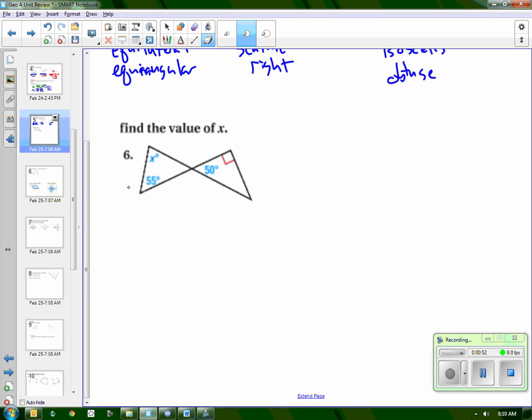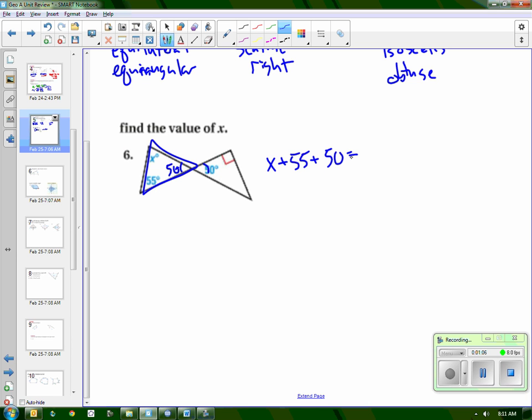Cool. Number 6 here. The first thing I'm going to do is notice that I have vertical angles. So if this one's 50, that one's going to be 50. And now, hey, look, I got a triangle. I know that the interior angles of a triangle add up to 180. So I'm going to say those three add up to 180. That means that x, that's going to be 105. This is going to be 105 when I subtract. I'm going to get 75 degrees for x.